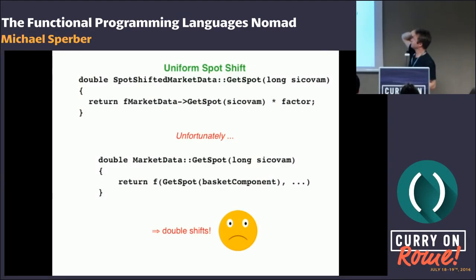And now, unfortunately, this doesn't work quite as you expect, because for baskets, or for things that are composite entities, we know that the spot of that basket gets computed from the spot of the members of that basket. So there's a recursive call there. And the way object-oriented dispatch works is that recursive call goes to the spot shifting method again. And so you get double and triple shifts depending on how deep your tree is.